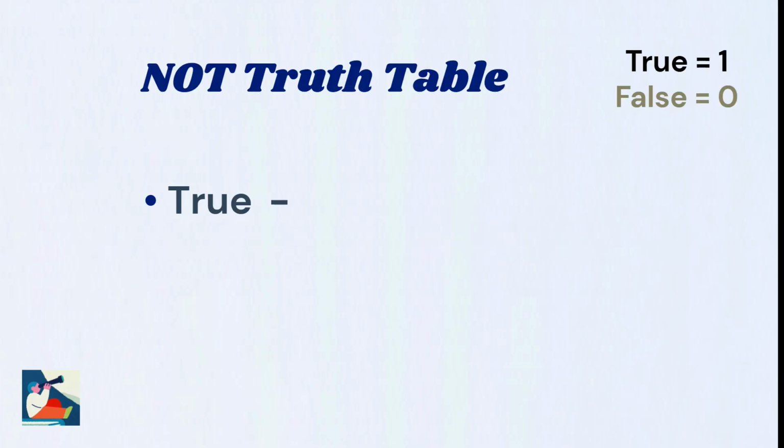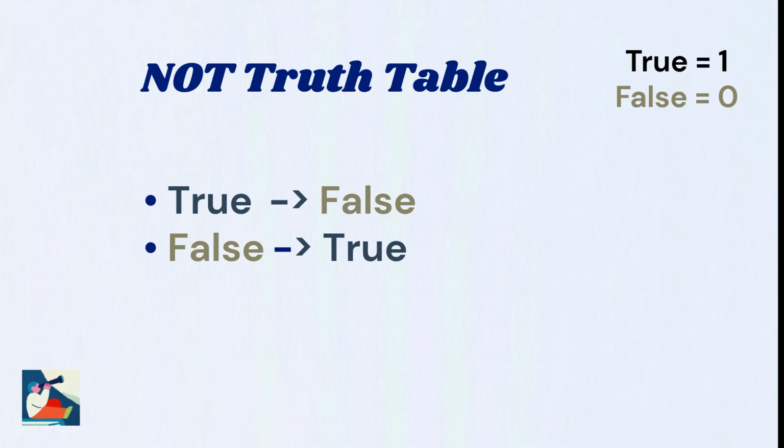Let's understand the NOT truth table. The NOT truth table is very simple compared to other logical operators. You need to just reverse the output. So here we have a single input, true or false, that gets reversed as false and true respectively. Here true becomes false. False becomes true.